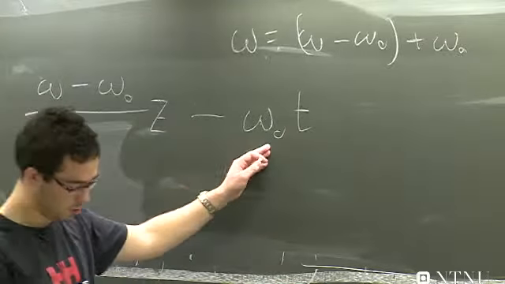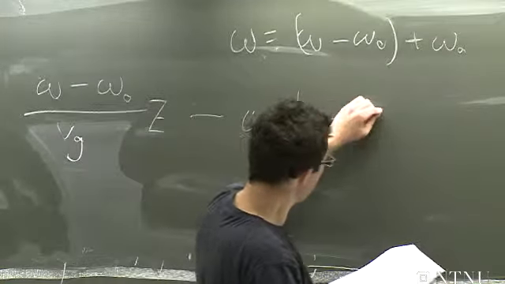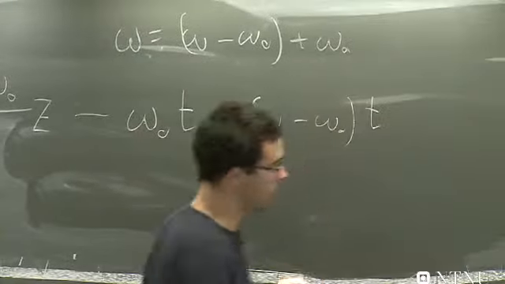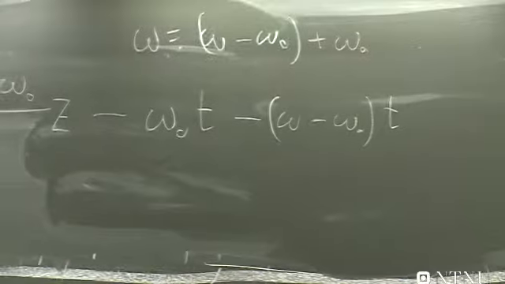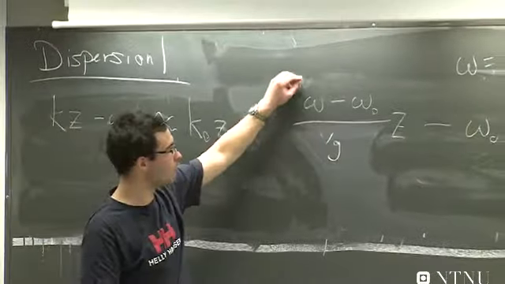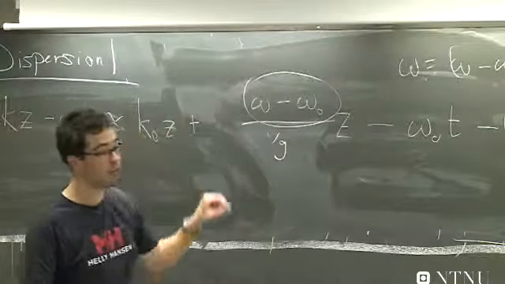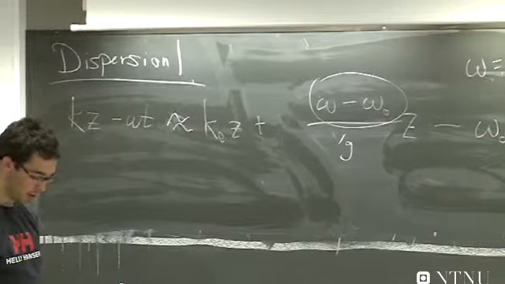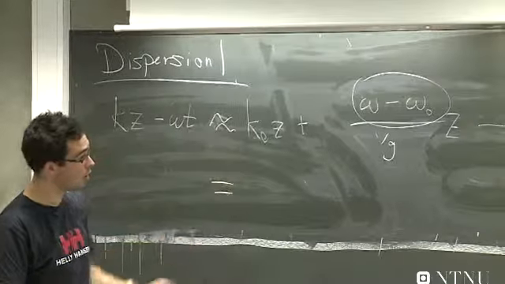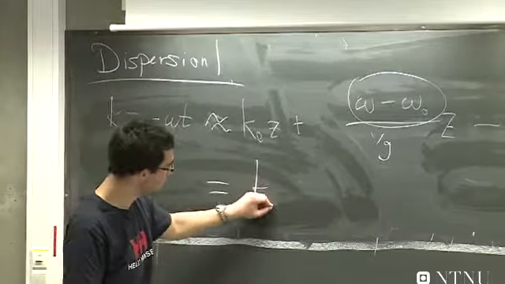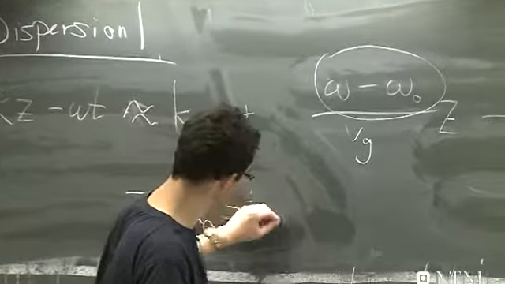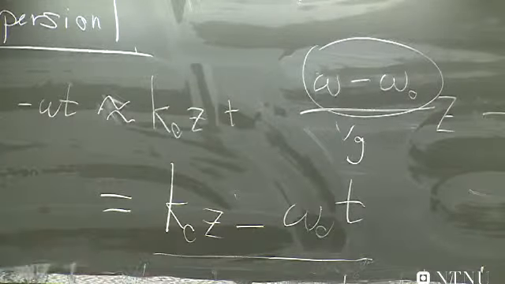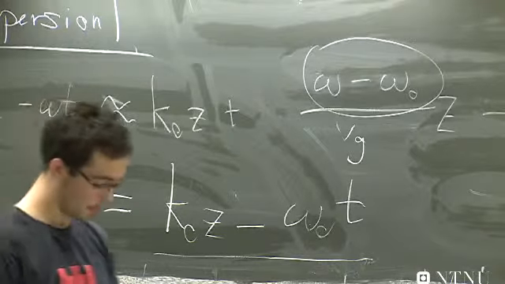So I get this term, and then (ω minus ω naught) t. Okay, this seems like a lot of hassle, right? But what I'm trying to do is, of course, to get an integral in terms of this variable here rather than ω. Okay? So if I can do that without messing things up, you have k naught z minus ω naught t. So this looks like the ordinary plane wave at the central frequency.